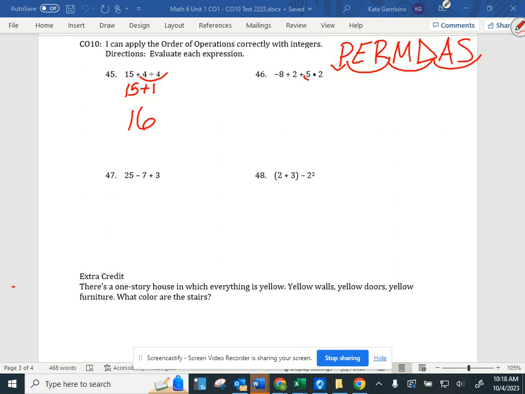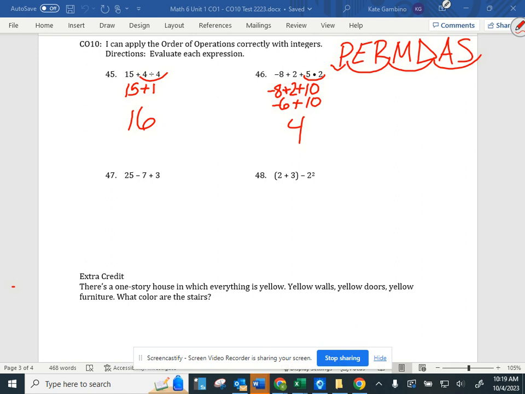This one I have to do my multiplying first. 5 times 2 is 10. I'm going to bring down the rest of my equation, negative 8 plus 2 plus 10. So now, plus and plus, I can just read from left to right. Negative 8 plus 2 would give me negative 6 plus 10. Negative 6 plus 10 is 4.